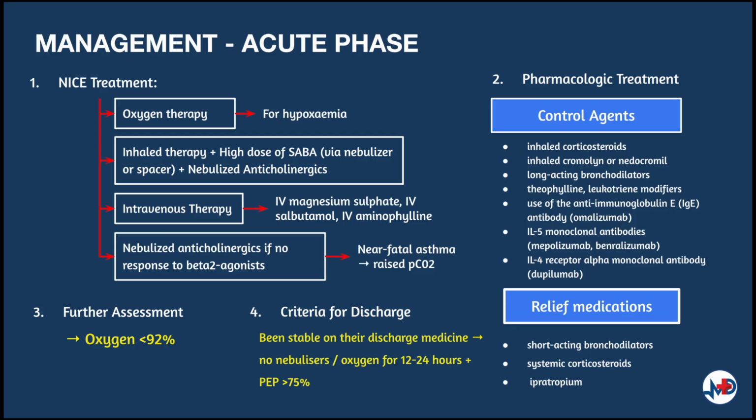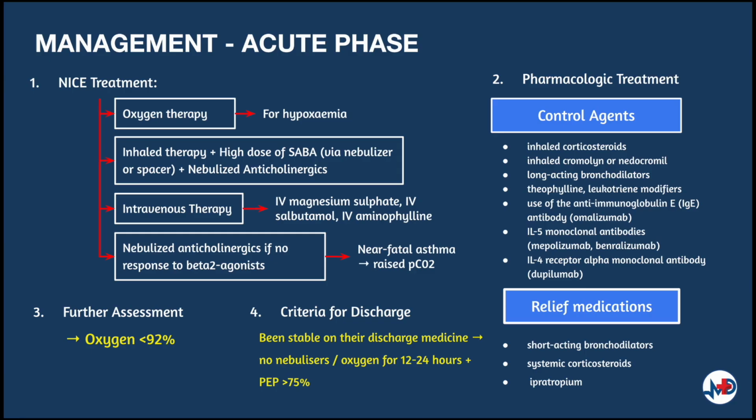Now let's take a look at the management. The British Thoracic Society (BTS) classifies patients with acute asthma into moderate, severe, or life-threatening categories. NICE released guidance on the management of asthma in 2017, and these followed on quickly from the 2016 British Thoracic Society guidelines. On admission, all patients with life-threatening asthma should be admitted to the hospital. Patients with features of severe acute asthma should also be admitted if they fail to respond to initial treatment.